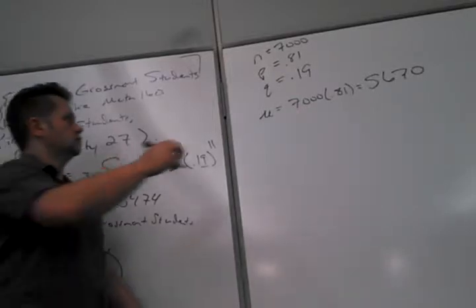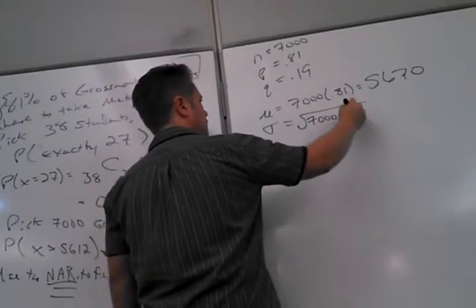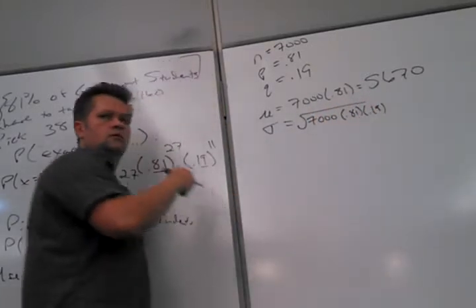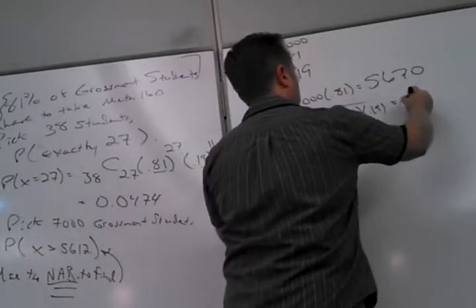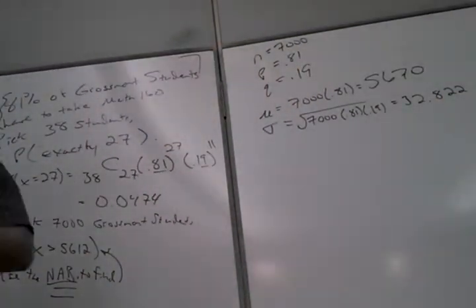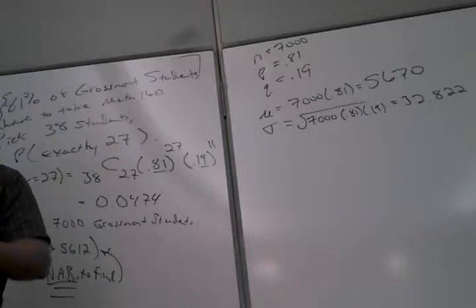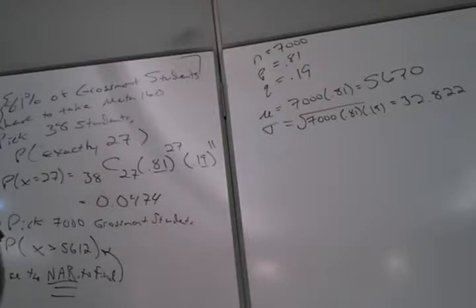What's the standard deviation? Square root of n, p, q. 32.822. Is anybody else doing that? Working on it. And you got the same thing? 32.82. Okay. Gotcha. So far, so good.